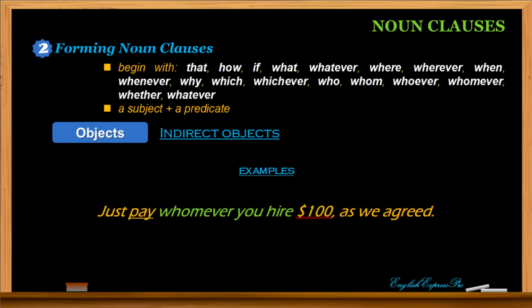Just pay whomever you hire $100, as we agreed. Whomever you hire is the indirect object of the verb, pay. And $100 is the direct object. I will give whatever you propose my full support. Whatever you propose is the indirect object of the verb, give, and my full support is the direct object.